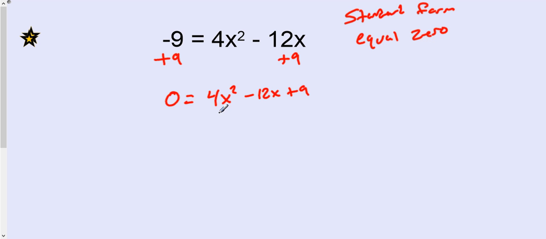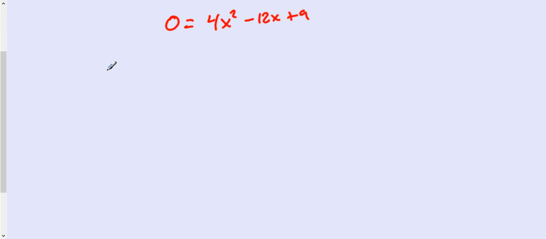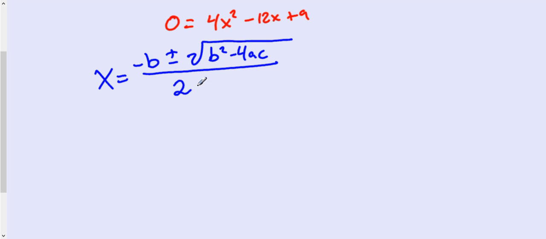Now that it is in this form, we're going to use our quadratic formula. x is equal to negative b plus or minus the square root of b squared minus 4ac all over 2a. Remember, another technique we could use to solve quadratics, we can graph, you can try to factor, we can use the formula, and then the one we haven't learned yet is complete the square.